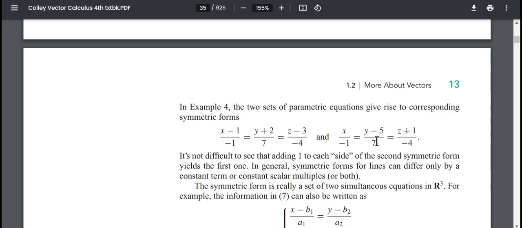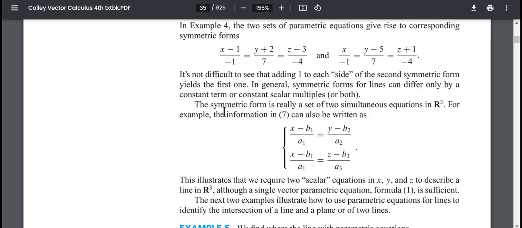Sorry, you'd add 7 over 7 to this, and you'd get this. And you'd add -4 over -4 to this, and you'd get that. So they say in general, symmetric forms for lines can differ only by a constant term or a constant scalar multiple, or both. And then they say that there are 2 equal signs here, so really we have 2 equations, and they point that out here.